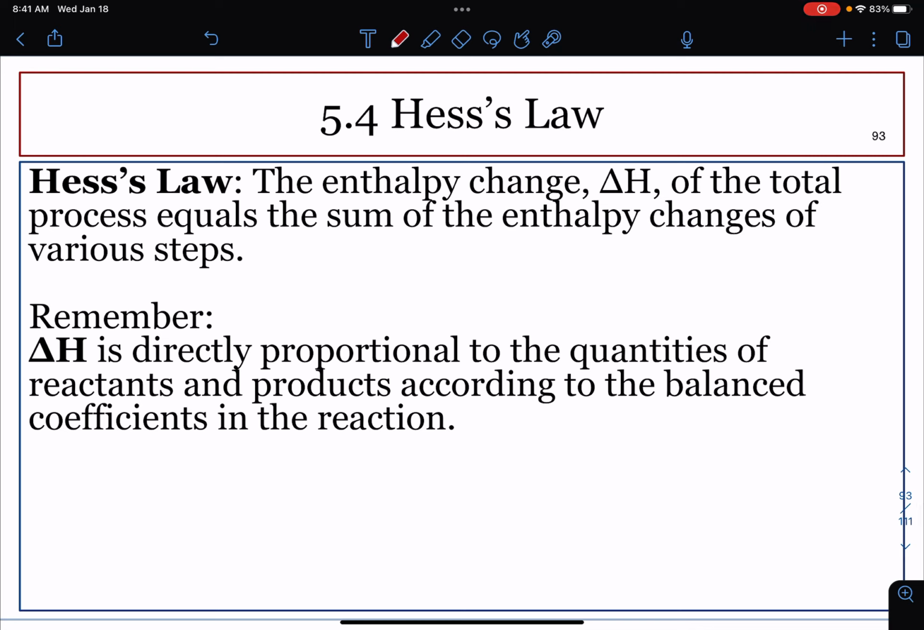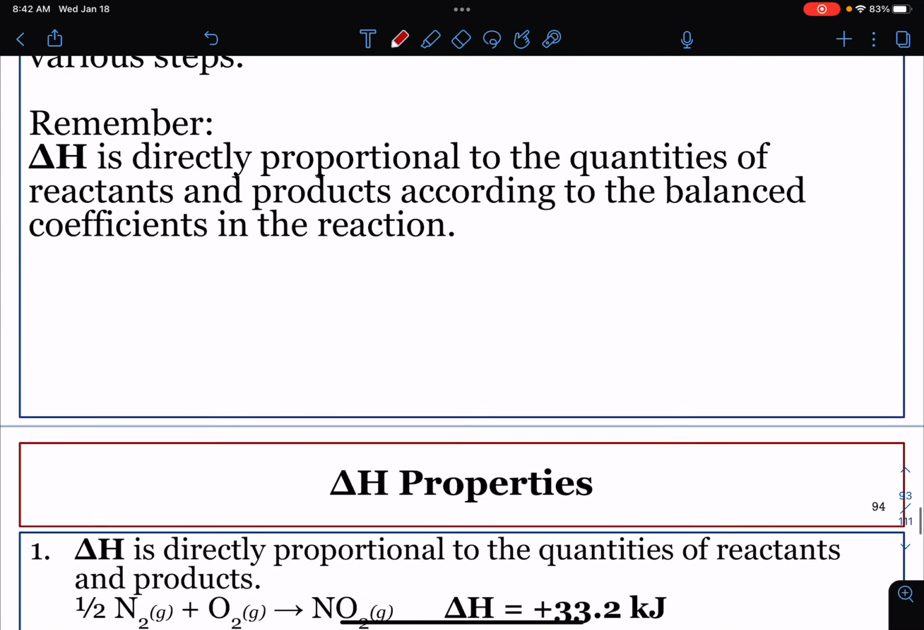This is Hess's law. The enthalpy change, or delta H, of the total process equals the sum of the enthalpy changes of the various different steps, either 2, 3, or 4, or maybe even more steps for an overall reaction. It's important to remember that the delta H is directly proportional to the amount that we have in the balanced chemical reaction, according to the exact amount of coefficients that we have, the way the reaction is written.